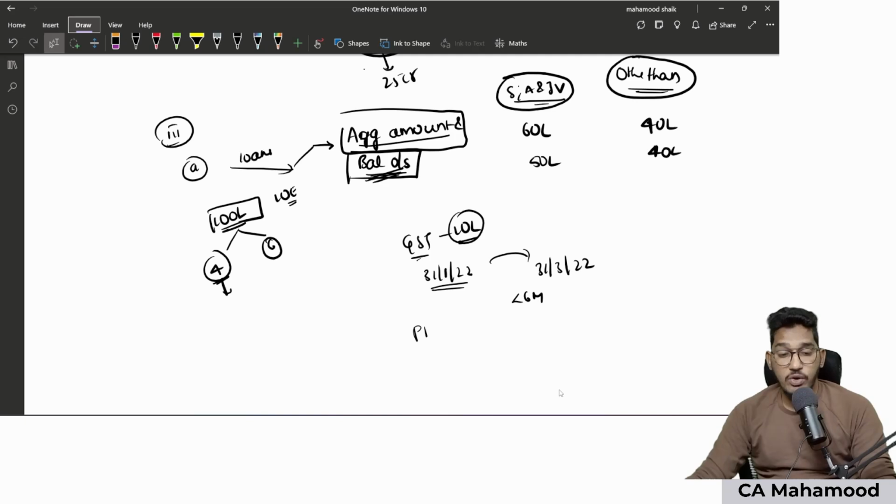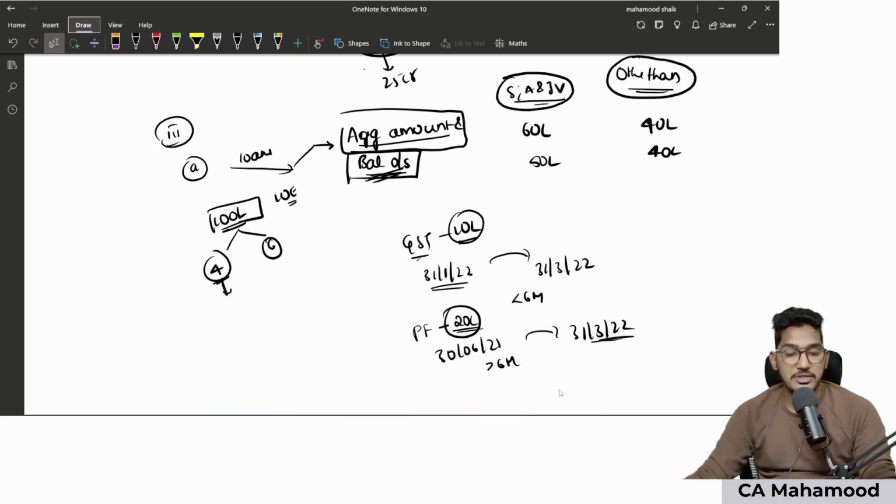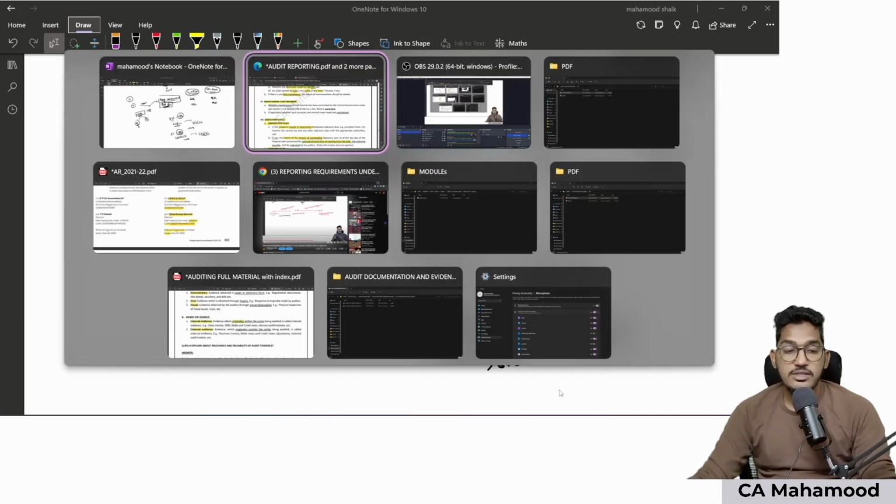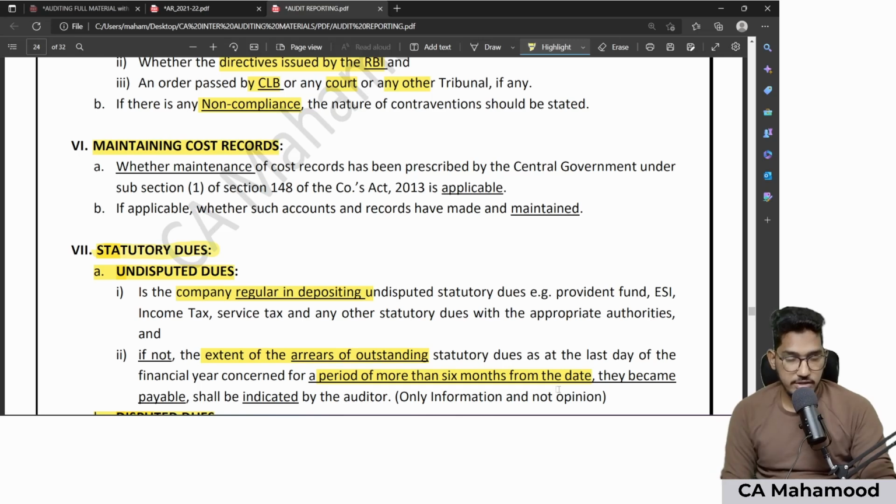Another amount is there. They are required to pay some PF amount. The amount is 20 lakh rupees. The due date is 30th of June 2021. They did not pay it till 31st of March 2022. Is this amount required to be reported? Yes. Why? Because the amount is outstanding for more than 6 months as on the balance sheet date. Clear? So this is what the reporting requirement is relating to undisputed dues.